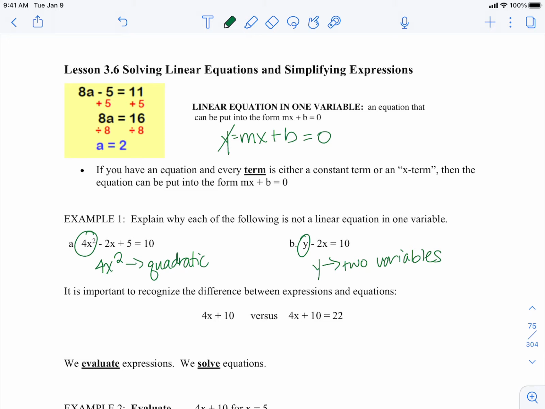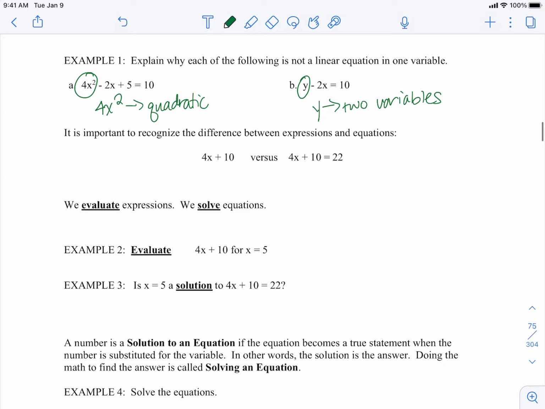It's important to recognize the difference between expressions and equations. So this first one, 4x plus 10, this is an expression. 4x plus 10 equals 22, this is an equation. An expression will just have combining terms like multiplying, dividing, adding, or subtracting. An equation will always have the equal sign in there as well. So we evaluate expressions and we solve equations.